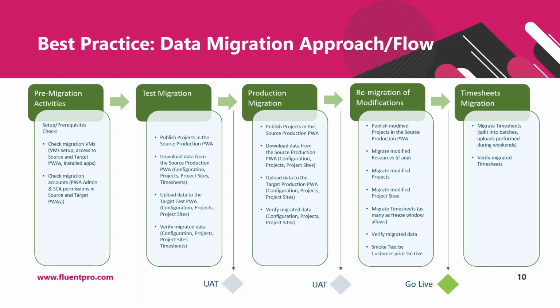FluentBooks is capable of downloading modifications only to the sites, so if there were any list items or documents that were added or edited, they will be migrated during this phase. If timesheets migration is included in the project, then during the delta phase, we will migrate as many timesheets as the freeze window allows. Also, each upload of the data will be followed by the verification process. And after a small test by the customer team, the target production PWA will be ready to go live.